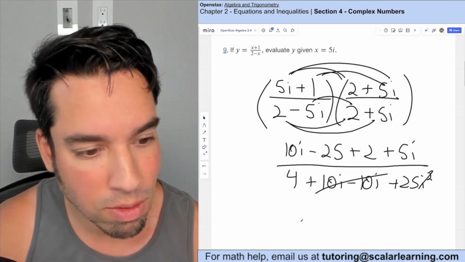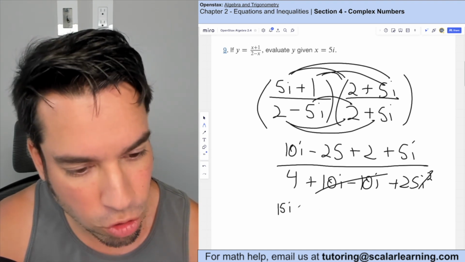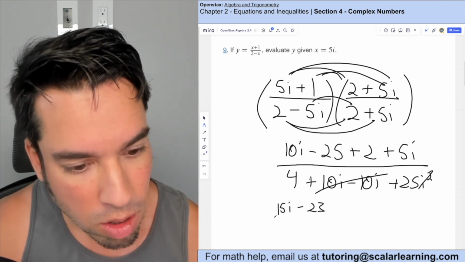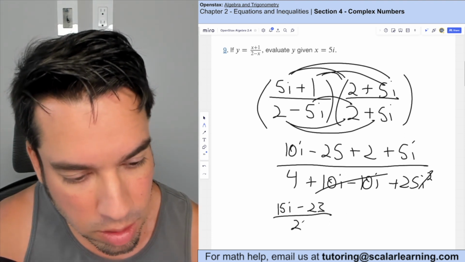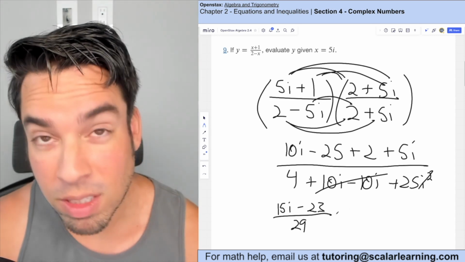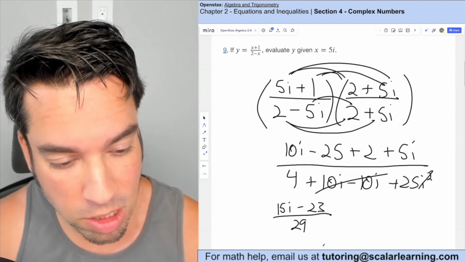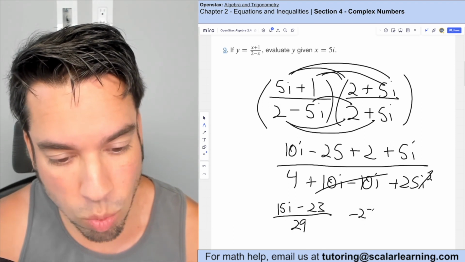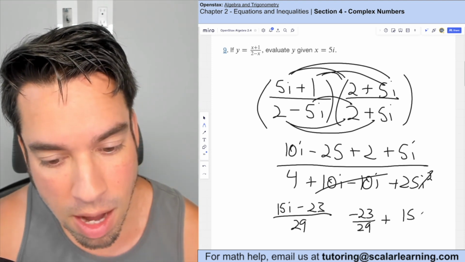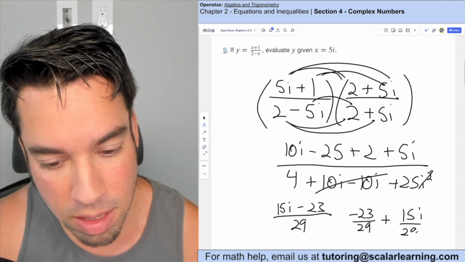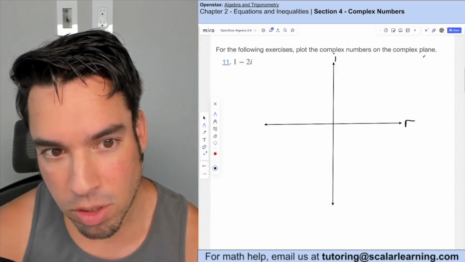So I got 10i and 5i, that makes 15i, -25 and 2 make -23, over 4 plus 25, which is 29. Last but not least, we're going to put this into a plus bi format. So it's going to be the real part first. So I'm going to split it up as negative 23 over 29 plus 15i over 29 for the win. Done.